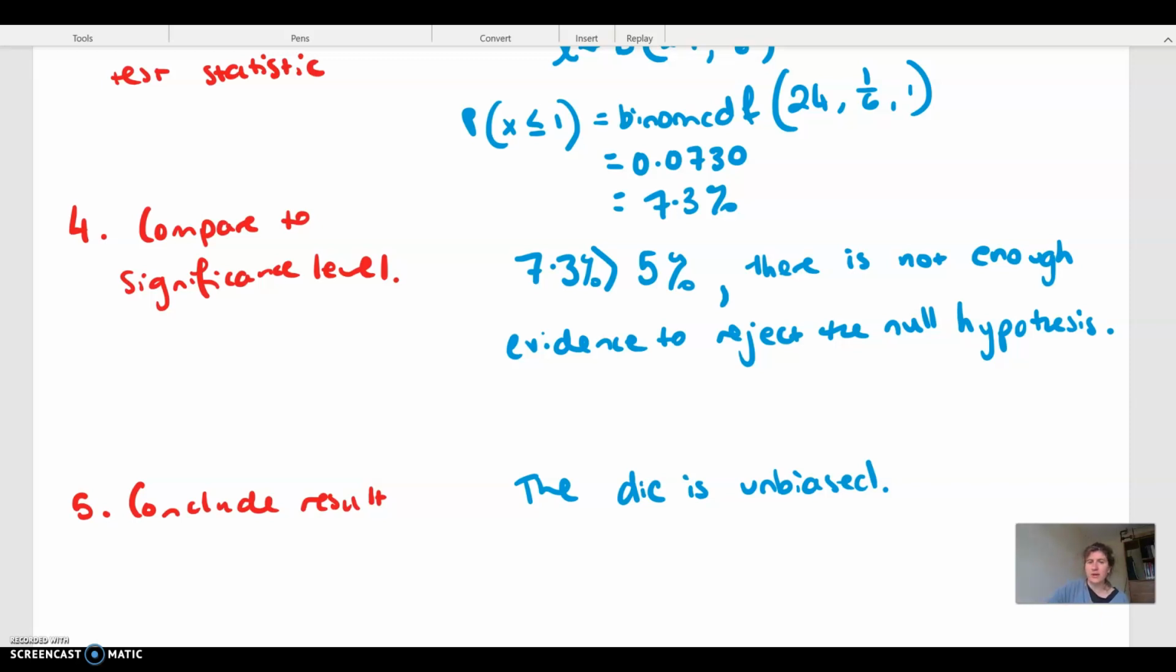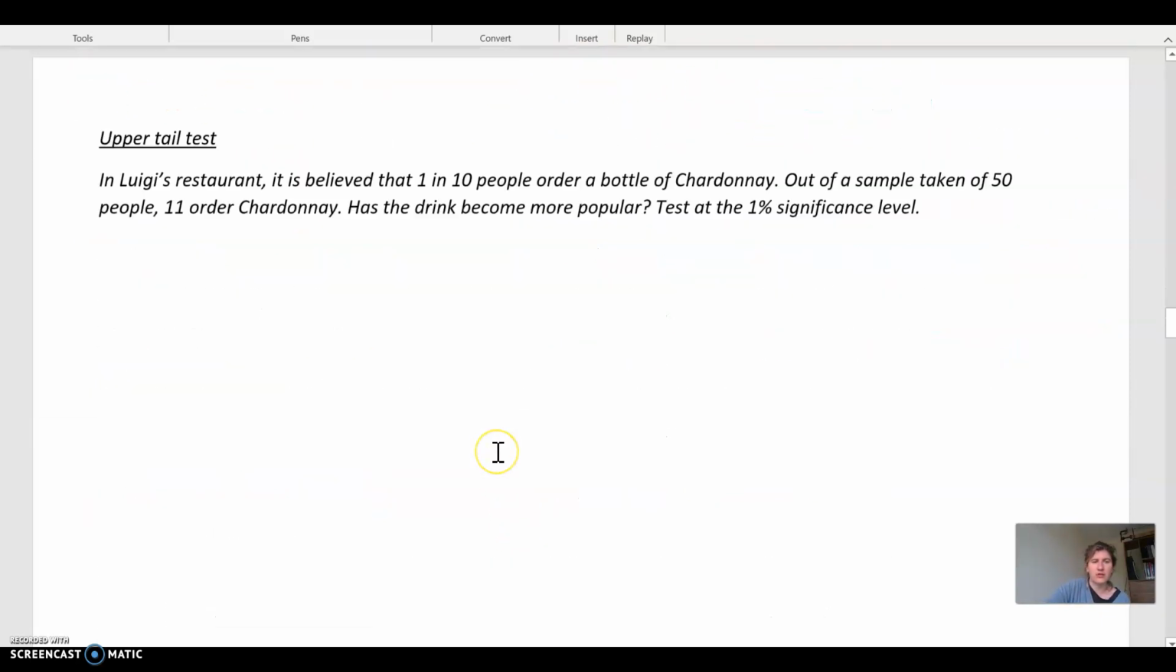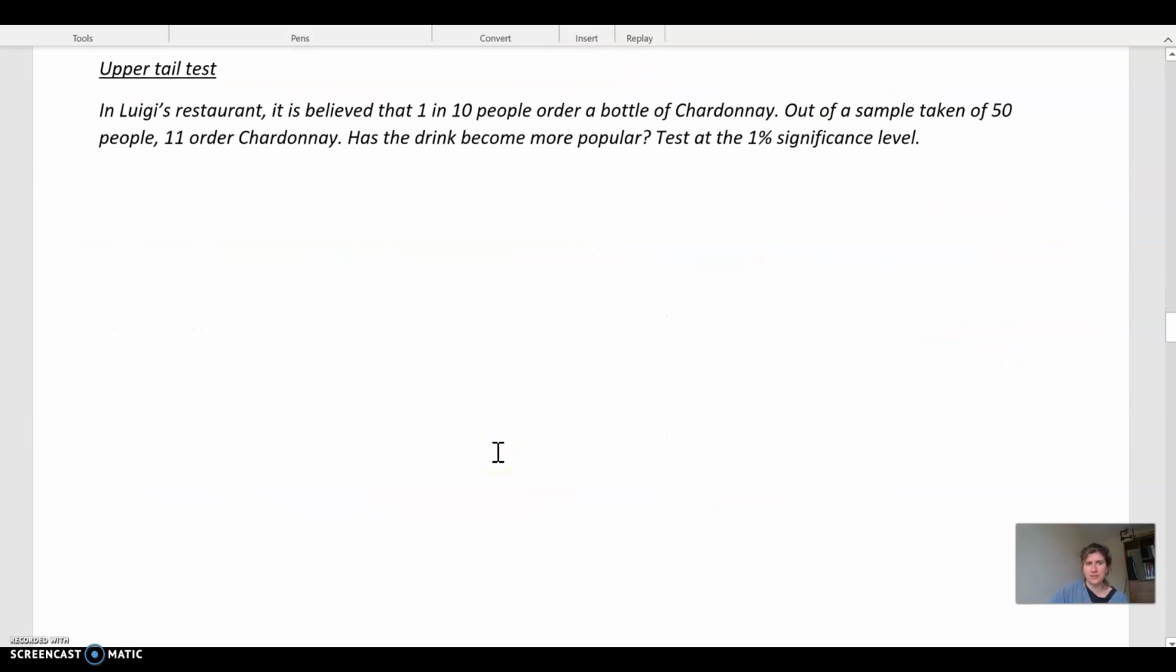All right, we're going to move through the next one a little bit more quickly. The next one is an upper tail test, so in this case, we're probably going to be looking at greater than rather than less than. In Luigi's restaurant, it is believed that 1 in 10 people order a bottle of champagne. Out of a sample taken of 50 people, 11 will order Chardonnay. Oh, sorry, Chardonnay, not champagne. Has the drink become more popular? Test at the 1% significance level.